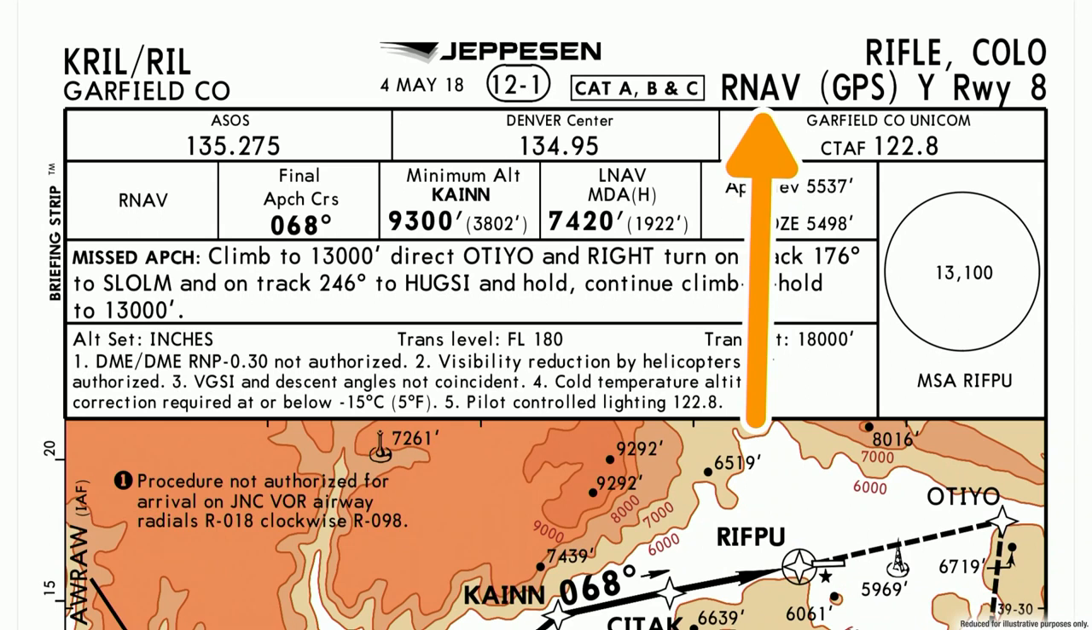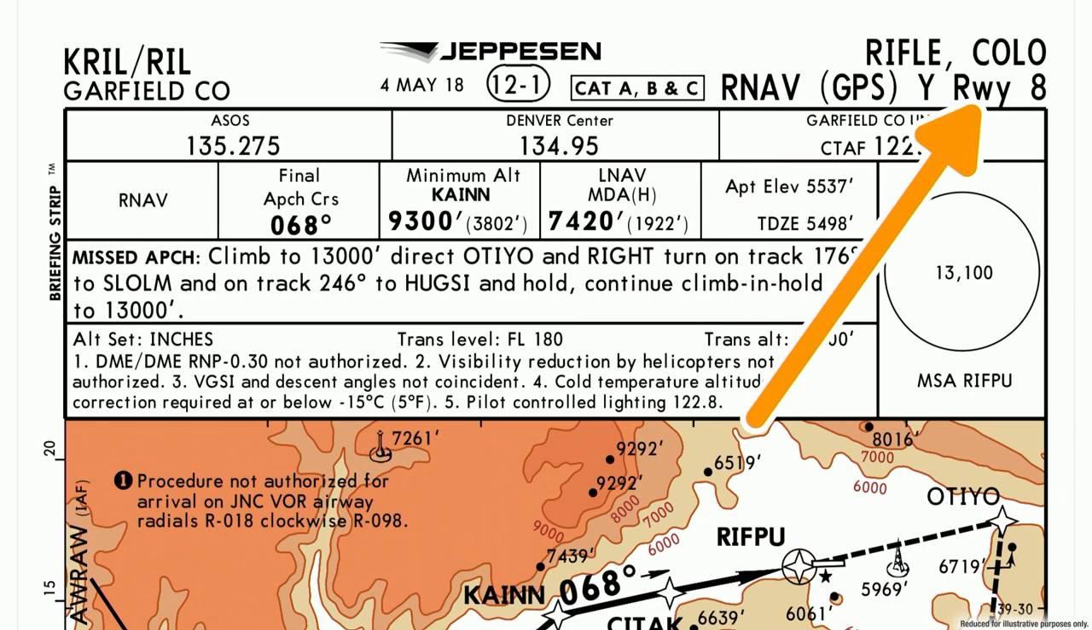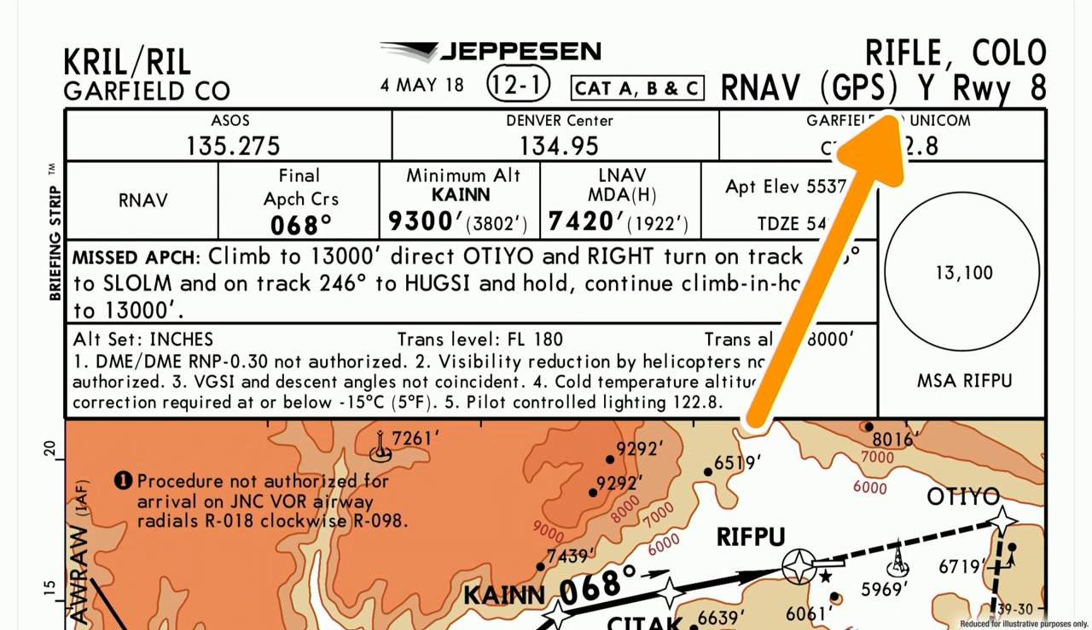And if we go to the next procedure, here we have an RNAV GPS Yankee to runway 8. So again, in my mind, this is the most common reason we see Zulu and Yankee. It's usually just Zulu and Yankee. I rarely see an X-ray, but it happens. It's because one of the two, it may be the Z, it may be the Y, is an RNP authorization required procedure, and the other one is just a basic RNAV GPS procedure.